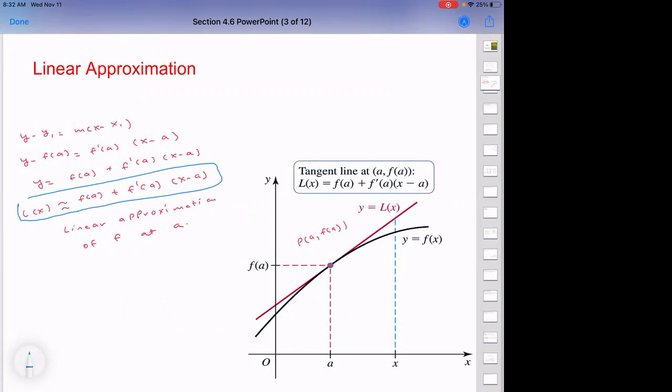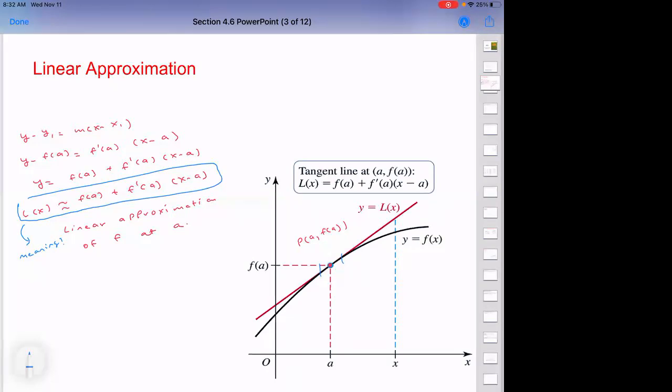So, well, what does this mean again? Again, this means if you zoom in the graph near the point P, (a, f(a)), and if you zoom in successively, the graph appears to be closer and closer to the tangent line at that point P.